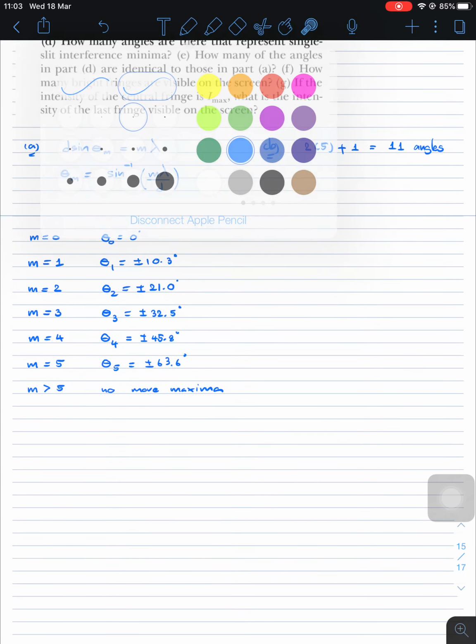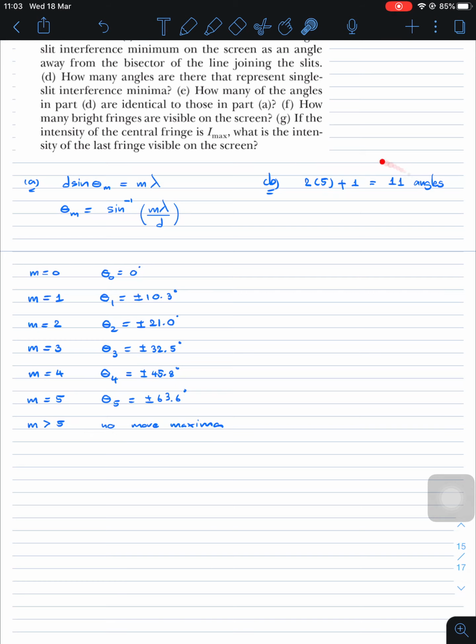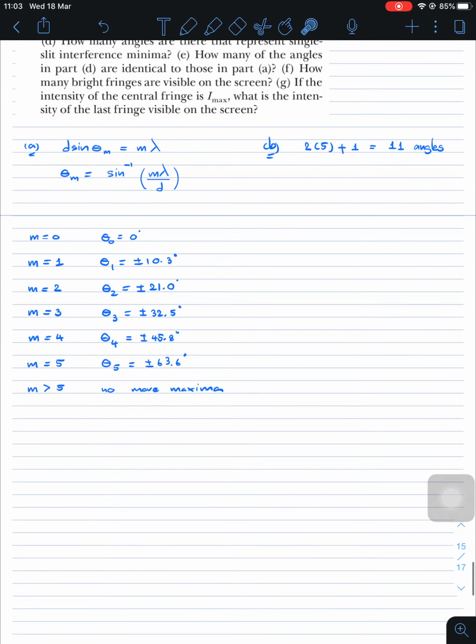But don't forget that in parts A and B, we only took into account the interference from the two slits. We haven't taken into account the diffraction by the width of the slit yet.